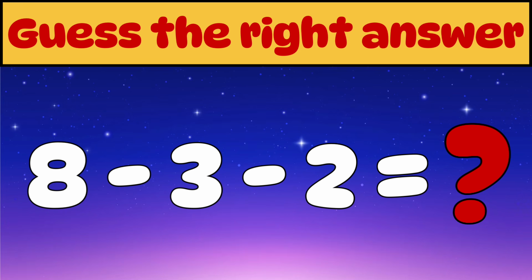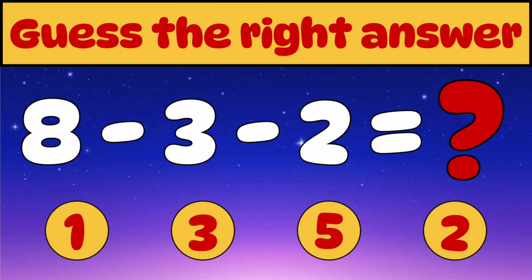Look at the question carefully. 8 minus 3 minus 2 equals. Can you guess the correct answer? Here are the options. 1, 3, 5, maybe 2. Think carefully.